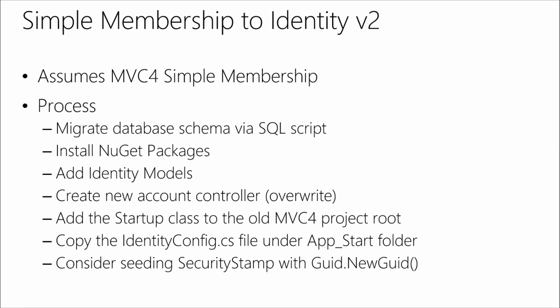So in that case, again, you migrate your database schema, you install your NuGet packages, you add your identity models to the database. So just like our identity now, that also used some identity models. You create a new account controller. You have to add some startup code, just like we see in our current project. You add the startup class to your MVC4 project. And then copy your identity config, and also consider seeding your security stamp. So I've laid out some steps here so you can see a high-level overview.